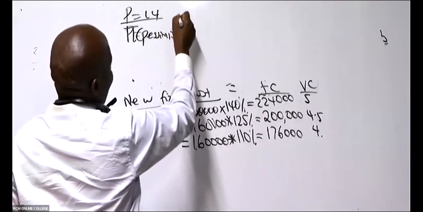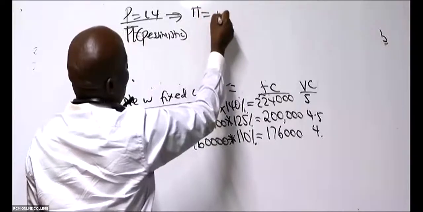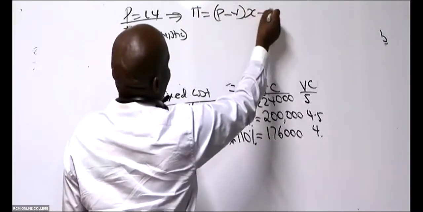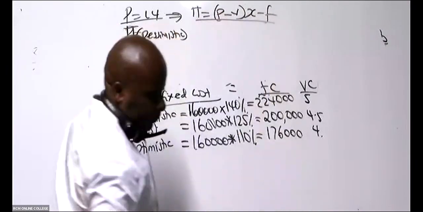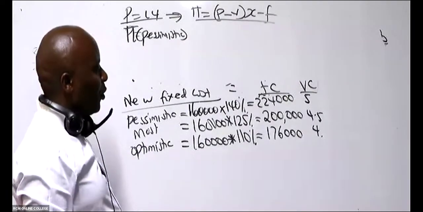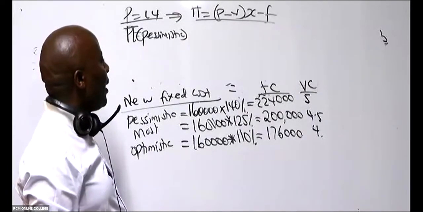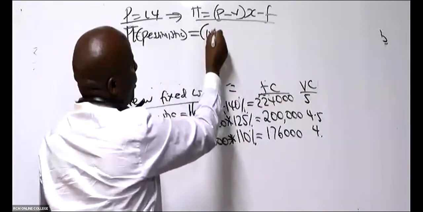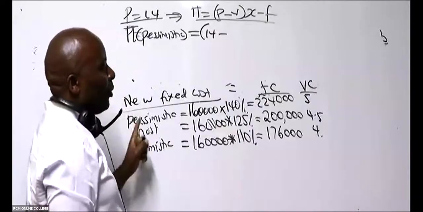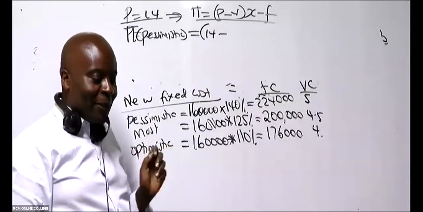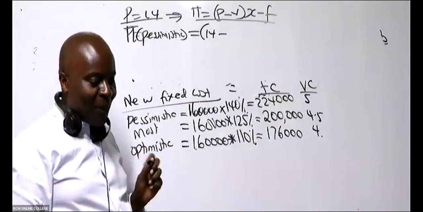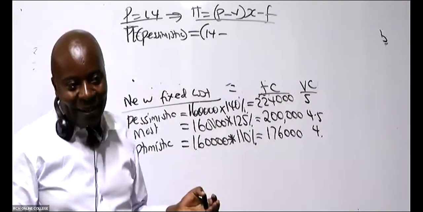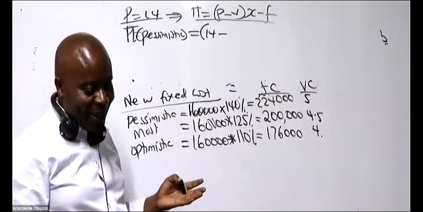Pessimistic. So we know that profit equals P minus V, times quantity, minus fixed cost. If we charge a price of 14, then the price here will be 14. Under pessimism, are you able to see the variable cost? Pessimism, what is the variable cost?